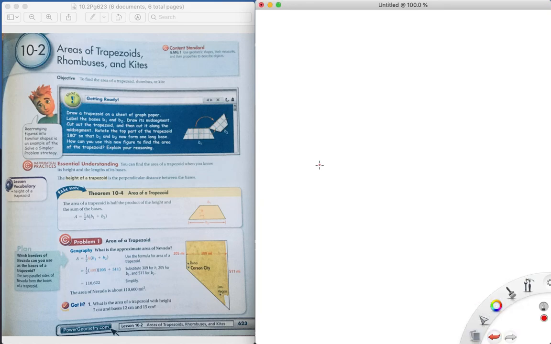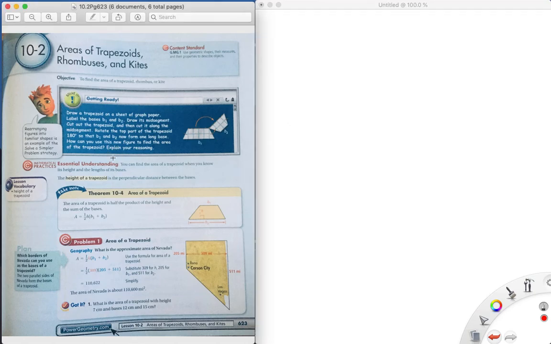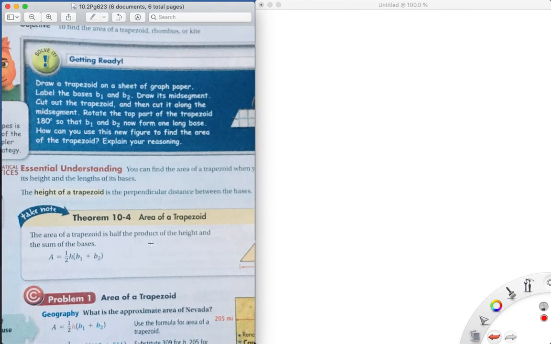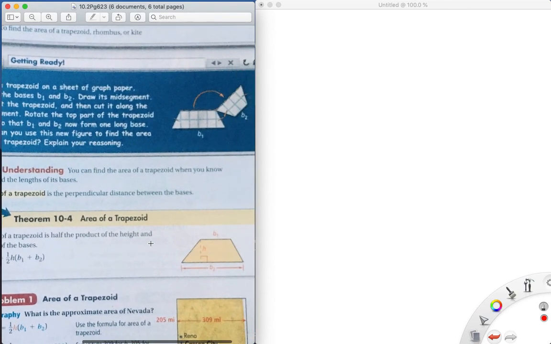10.2. They give you an area of a trapezoid. If you look over here, a trapezoid is a quadrilateral. If you recall from earlier in the book, it's a quadrilateral where you have exactly one pair of parallel sides. They don't have to be congruent, but they're parallel.